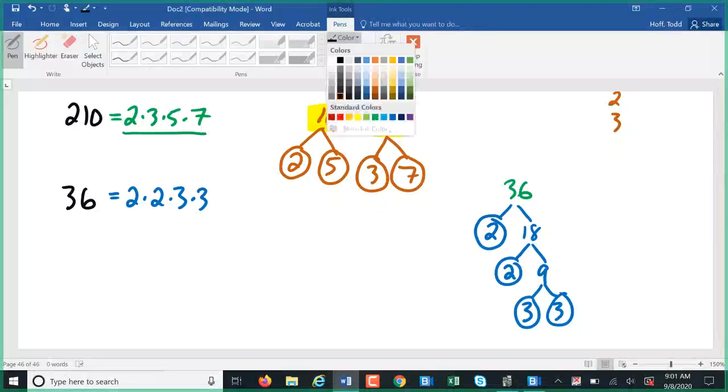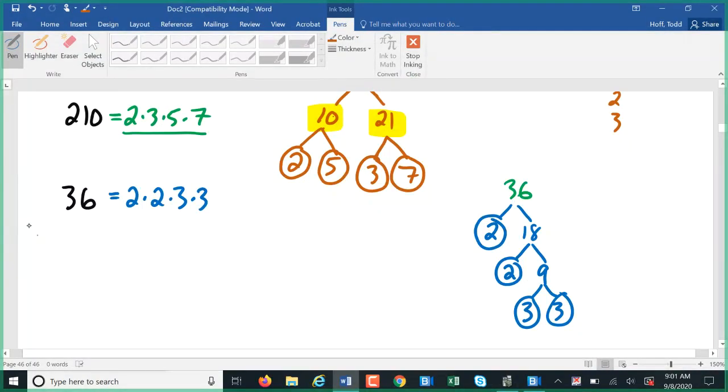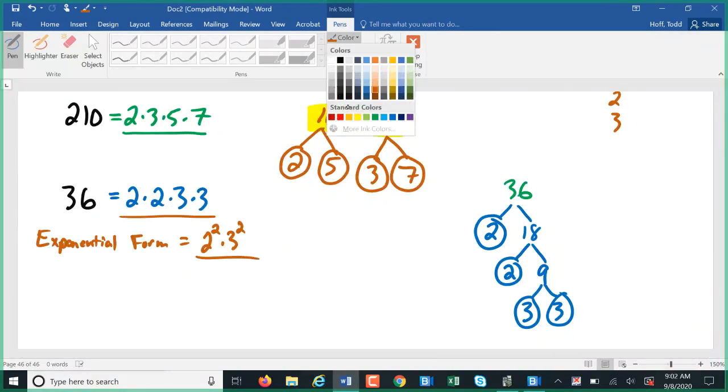That, by the way, could be written in what they call exponential form. But rather than writing it out as 2 times 2 times 3 times 3, it's 2 squared times 3 squared. Either one of those forms is okay by me. I actually prefer the top one.